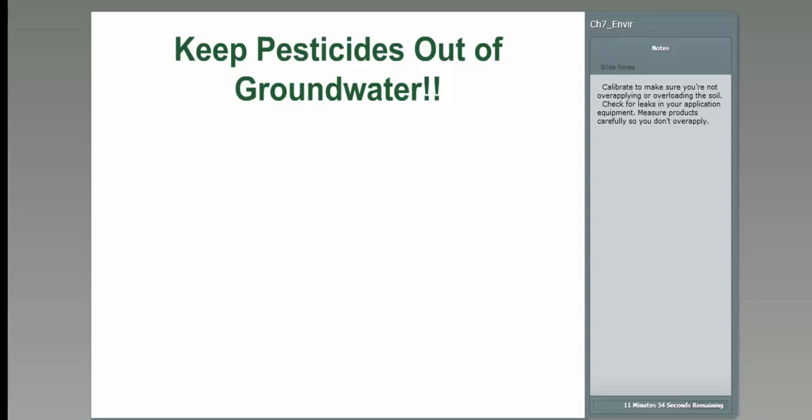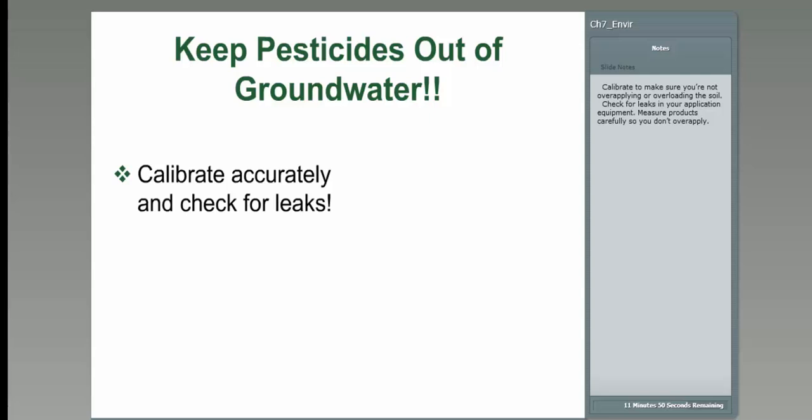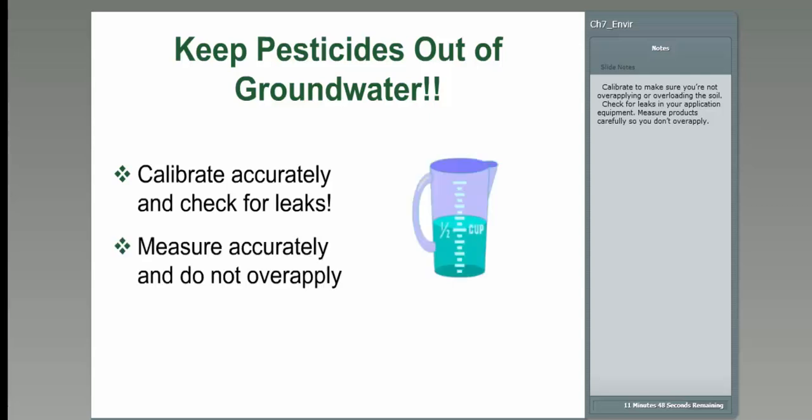Calibrate to make sure you're not over-applying or overloading the soil. Check for leaks in your application equipment. Measure products carefully so you don't over-apply.